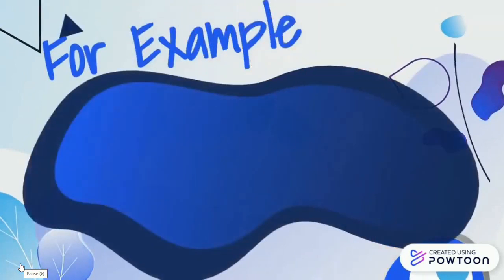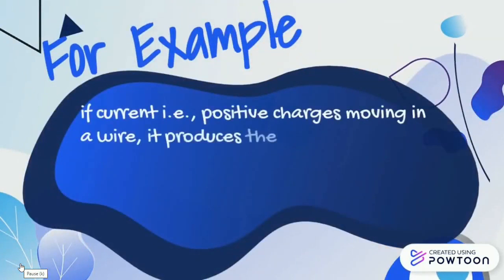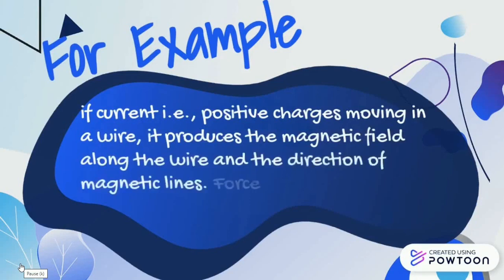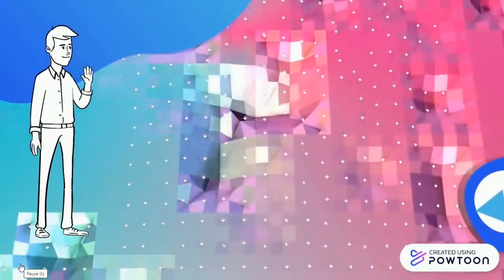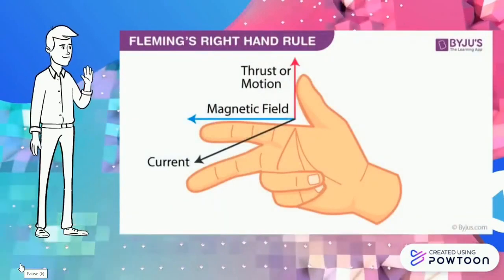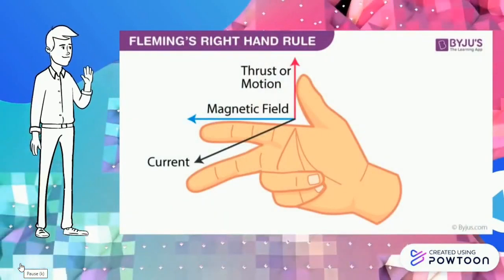For example, if current flows such that positive charge moves in a wire, it produces a magnetic field along the wire, and the direction of the magnetic lines of force can be found using the right-hand rule. The right-hand rule shows the direction of induced current when a conductor attached to a circuit moves in a magnetic field. The thumb shows the motion, the index finger points in the direction of the magnetic field, and the middle finger represents the direction of the induced or generated current within the conductor.